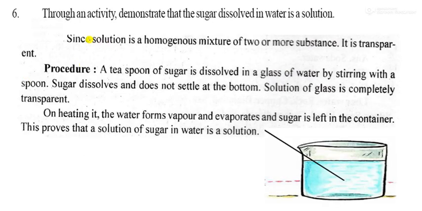You can see here, through an activity, demonstrate that sugar dissolved in water is a solution. How can we form the solution? A solution is a homogeneous mixture of two or more substances, and it is transparent. Procedure: a teaspoon of sugar is dissolved in a glass of water.